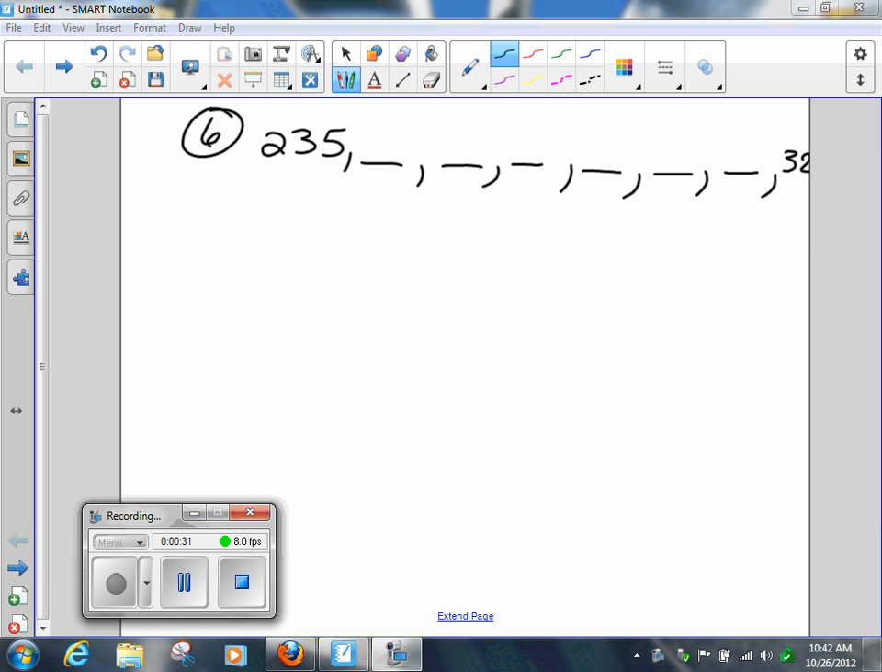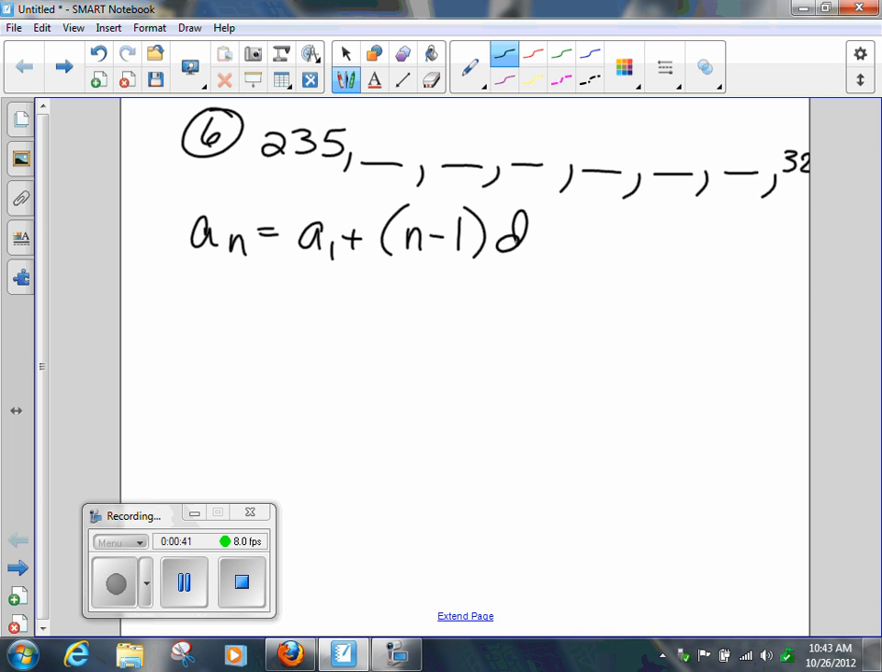The only formula for a sequence that we have is a sub n equals a sub 1 plus the quantity n minus 1 times d. All right, now we got to fill in some things. How many numbers do we have? 2, 3, 4, 5, 6, 7, 8. Okay, in our total sequence, we have 8 numbers.